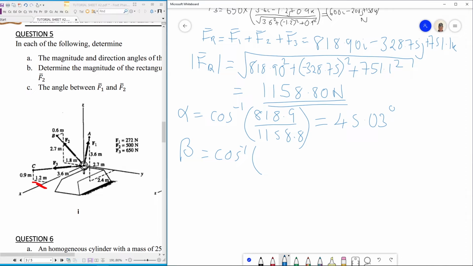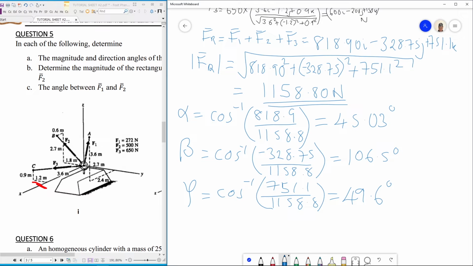The beta is equal to cos inverse of minus 328.75 over 1158.8, and this will give us 106.5 degrees, and the gamma is equal to the cos inverse of 751.1 over 1158.8, and this will give us 49.6 degrees.